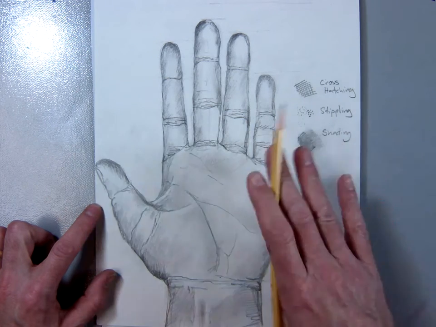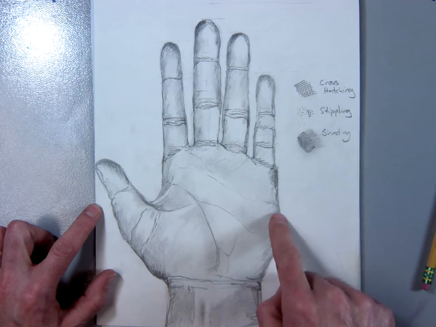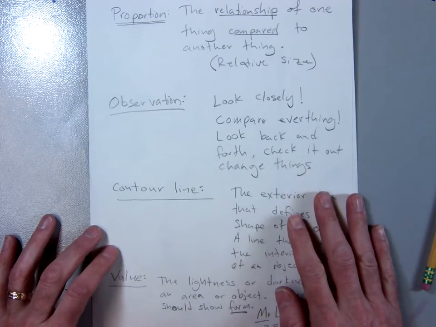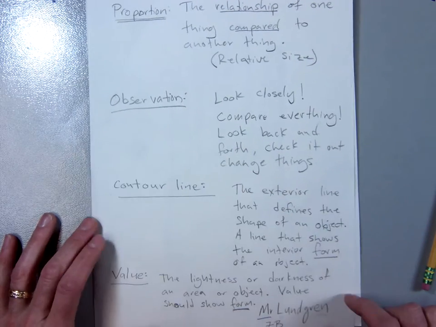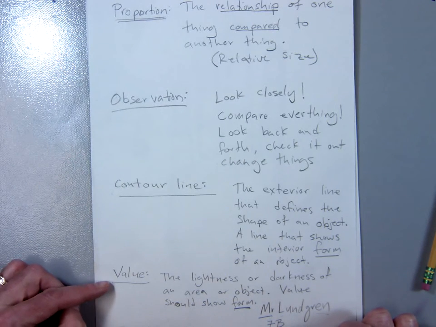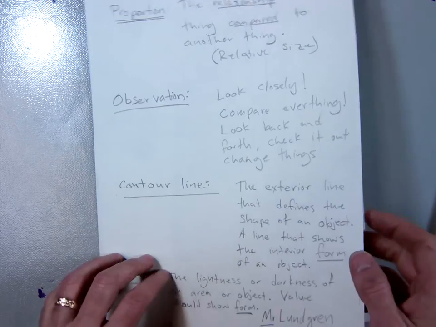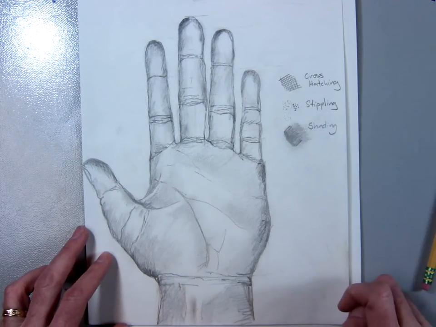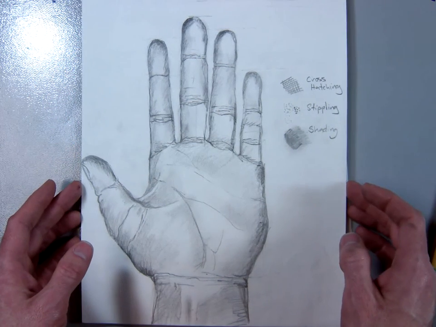In the last lesson, we created this proportional hand drawing. First, we learned about proportion and its relationships. We learned about observation. Then we learned about contour line. And finally, we learned about value. And in doing the value, we learned about cross-hatching, stippling, and shading. Now, for our next lesson, we're going to start learning about gesture drawing.